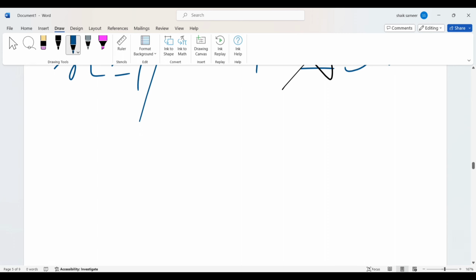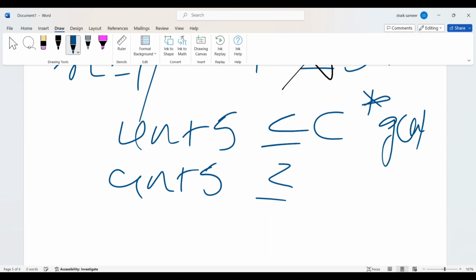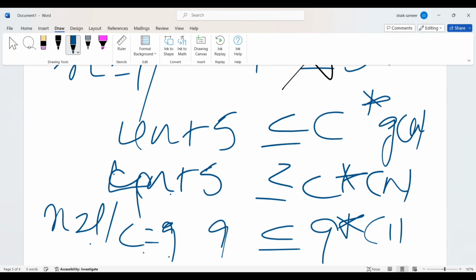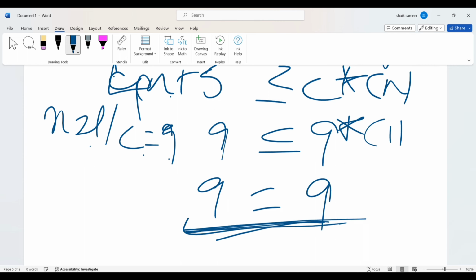So if I substitute, 4n plus 5 less than or equal to c into g of n. So g of n is nothing but n. If I substitute n equal to 1, c equal to 9, this side I will get 9. If I substitute 1 here, 4 plus 5, 9 less than or equal to c, I will substitute 9 into 1. Okay, then I will get 9 equals 9. So this condition becomes true for n greater than or equal to n naught.